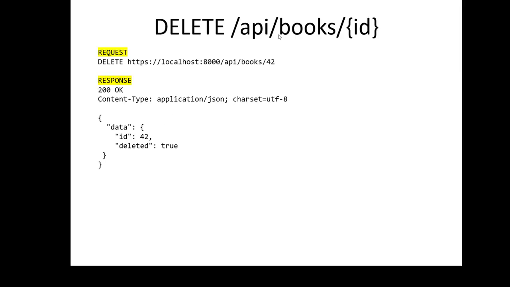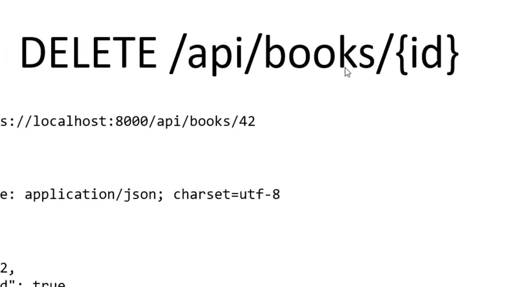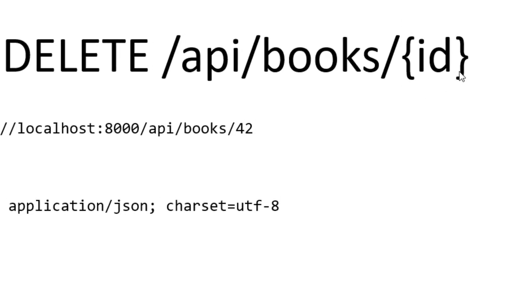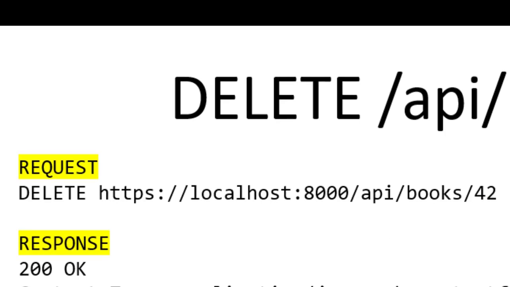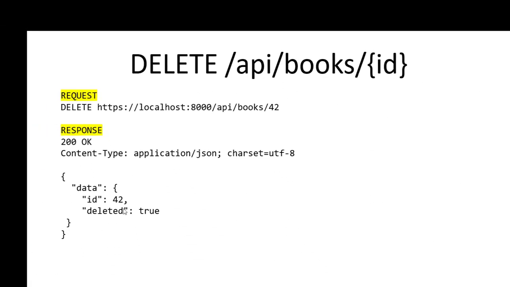Now, on this DELETE, you see that the route path is different. I'm adding a placeholder here, /ID. That means that I don't want to delete all the books. I want to delete a book by a record. So he has given me /42 here. Then I'm going to delete it and I'm going to give him a response back. If the book was not found, then I'm going to send the response back to him saying the book was not found, also in that JSON format.